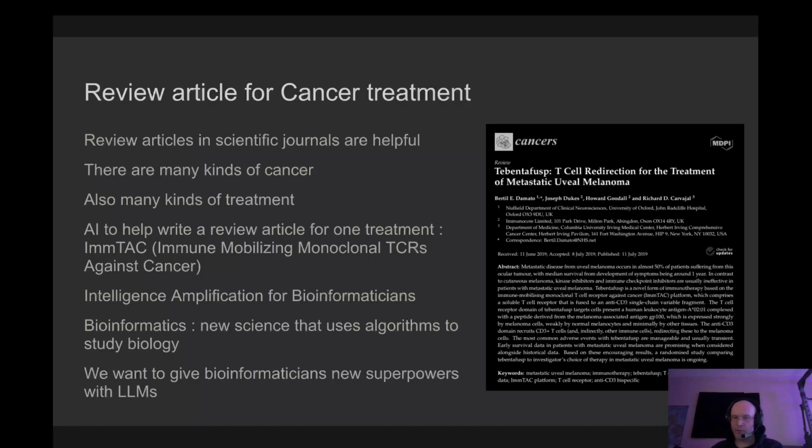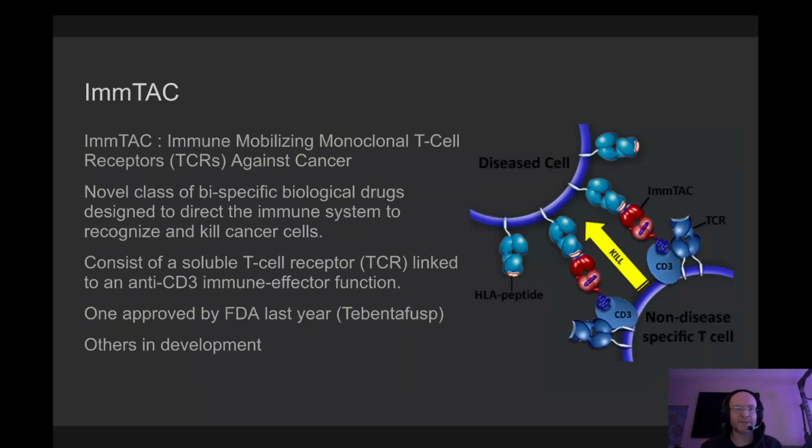This is to help bioinformaticians. They're scientists, and it's a new science that uses algorithms and computers to study biology. And we want to give these bioinformaticians new superpowers with LLMs.